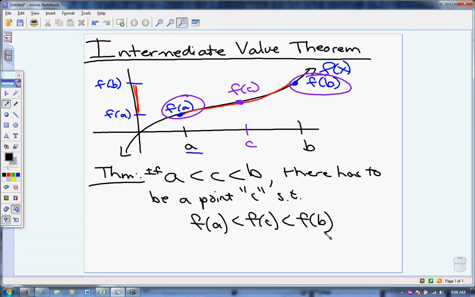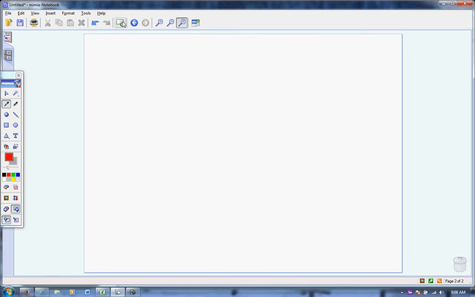Has to be. Okay, if the function is continuous and there's no gaps and no holes, it takes on, like we said, all of the values in between. So there has to be at least one place that's in between. That's why we get the intermediate idea. It's in between the other two values. Now, let's expand this idea a little bit. The problems you're going to be doing are pretty easy, so we really need to understand the theorem first.